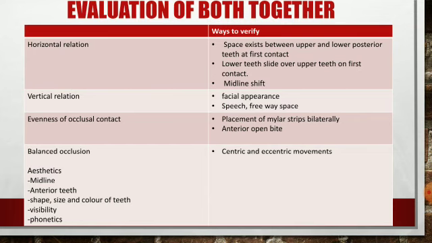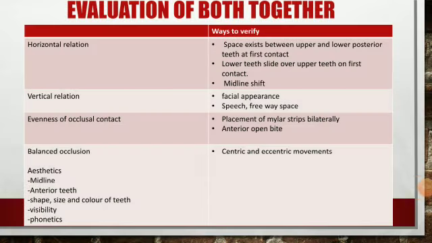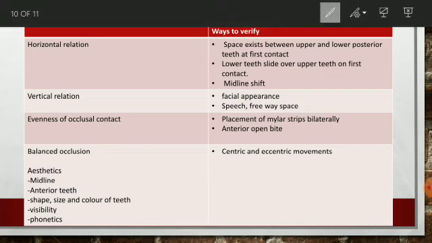Moving on to the next, we are supposed to do the evaluation of both the dentures together. Now what all things do we need to check in this? First of all, the horizontal relationship, that is centric contacts. There should be no space between the upper and lower posterior teeth at first contact. Many times the lower teeth slide over the upper teeth on first contact, so this should not happen. So there should be no spacing, no sliding, and no midline shift. These three points you need to check.